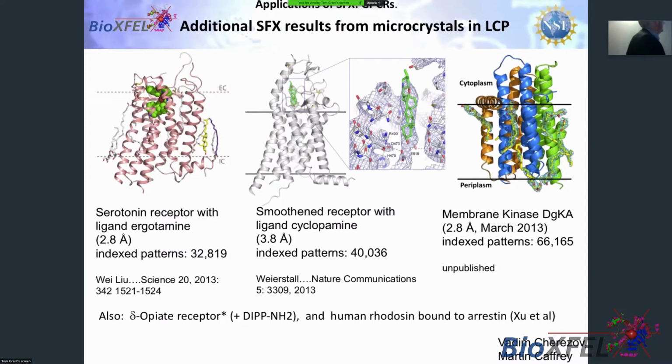And I've summarized them here. There are actually about 4 others. This is serotonin, which has been worked on in binding to an ergotamine ligand. Here's the smoothened receptor with the ligand of cyclopamine. And over here is membrane kinase. But in addition to that, the most recent paper has been on a delta opiate, which is one of the new painkillers, of course, that are causing so much trouble with addiction. And this is an attempt to tackle that problem.